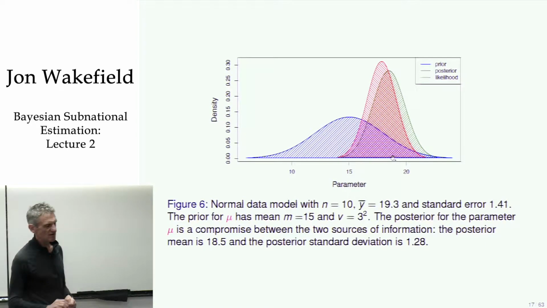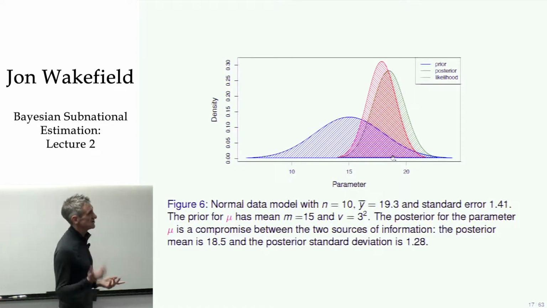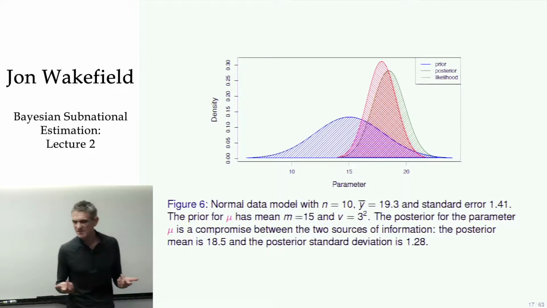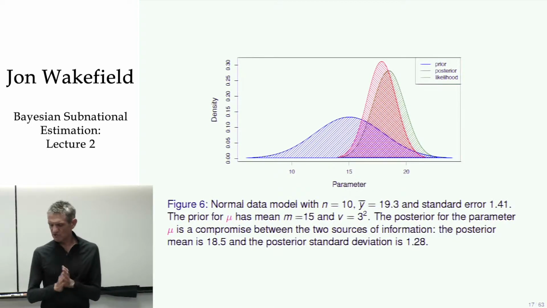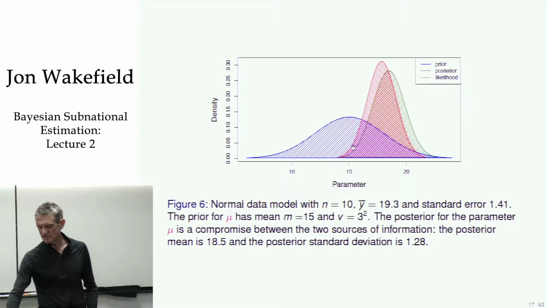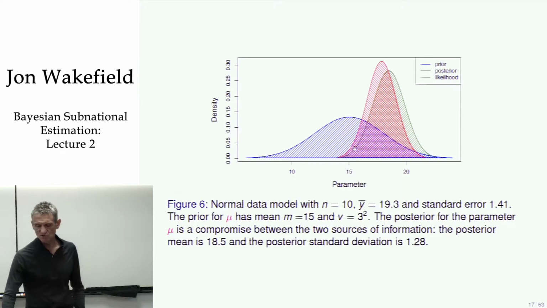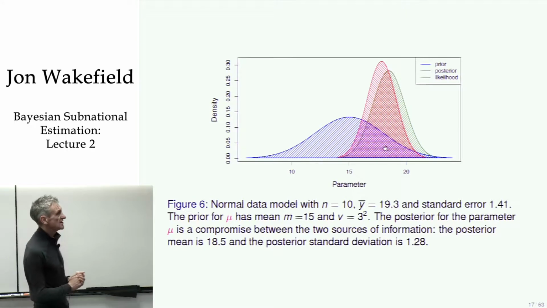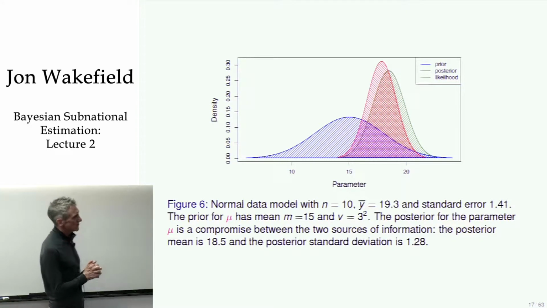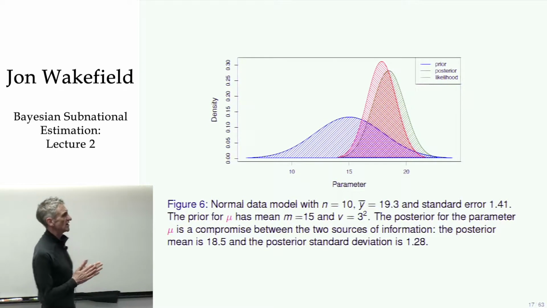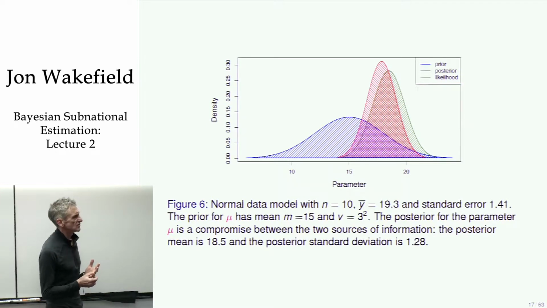And so the posterior must take into account these two pieces of information. It does that probabilistically. And in this example, it turns out the posterior is also normally distributed. And we see this compromise between the two sources of information. The likelihood is more peaked here, so the likelihood is more influential. But we see that the posterior is moved towards the prior in relation to the likelihood.